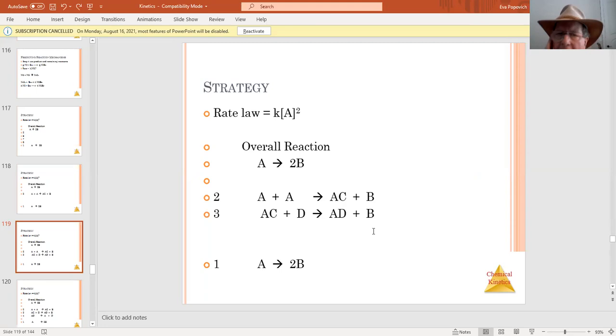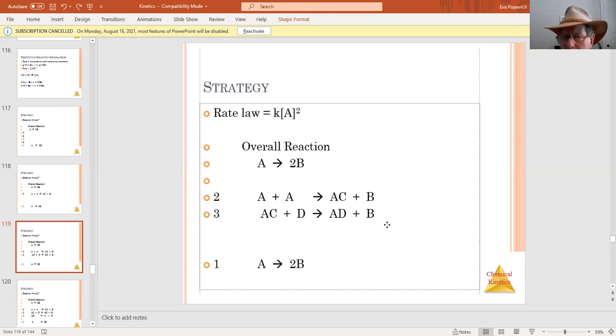Now let's take a sense of what's going on so far. My ACs have canceled out. I've got one on the product side, one on the reactant side. So my ACs are canceled out. My Bs are supposed to be there. So right now I have a D on the reactant side I have to get rid of, and I have an AD on my product side I have to get rid of. Is there something else on the reactant side I need to get rid of?